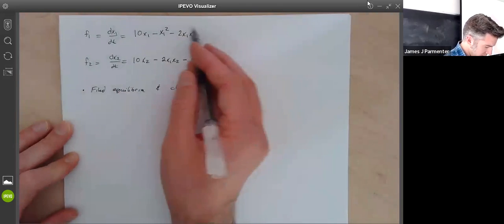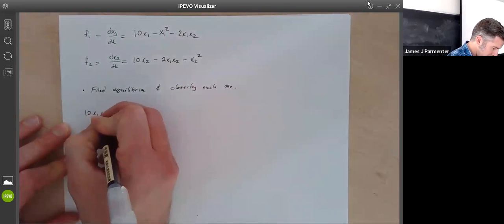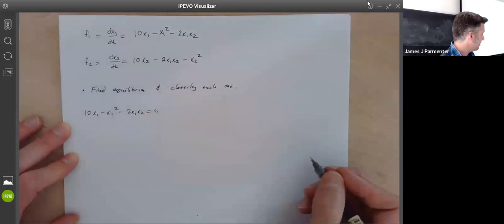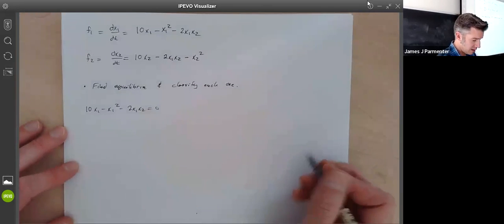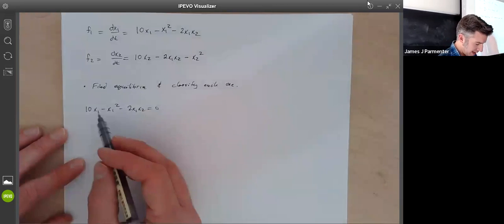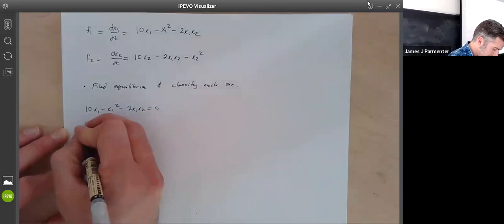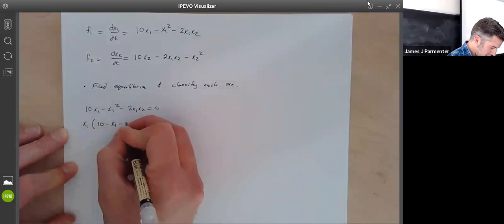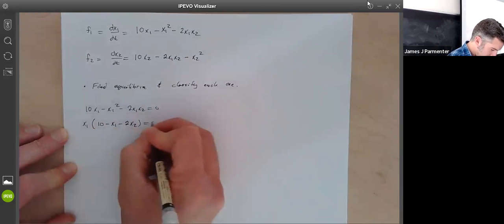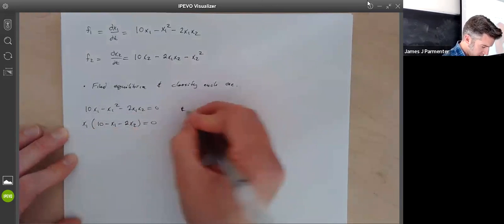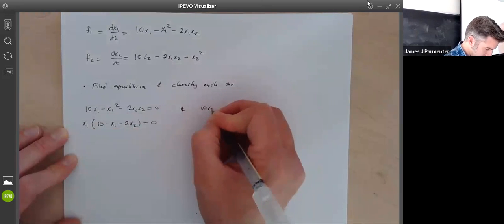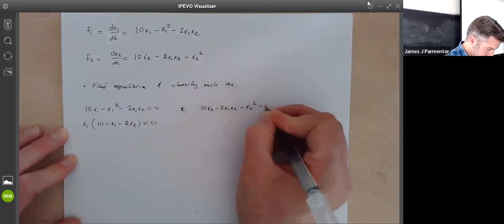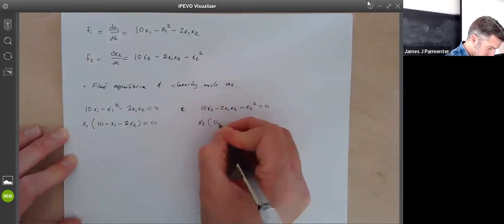Let's work with both of these equations. If I set the first one equal to 0, there's something I can do that's going to make it a lot easier. I'm going to factor as much as I can. Each one of these terms has an x1 I can factor out, so I'm left with 10 minus x1 minus 2x2. Similarly, I have 10x2 minus 2x1x2 minus x2 squared equal to 0. I can factor out an x2.